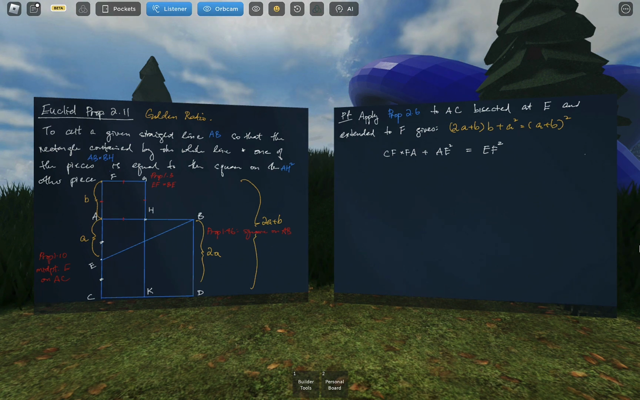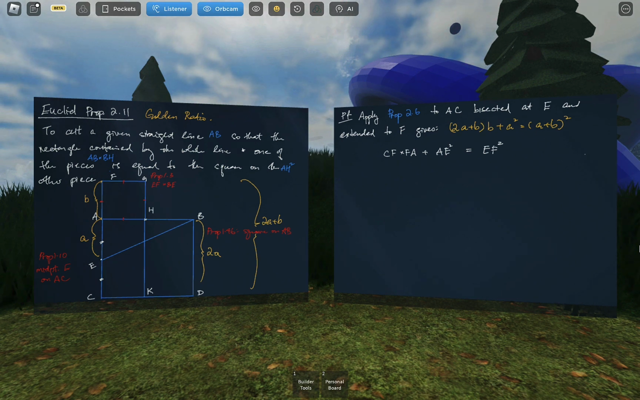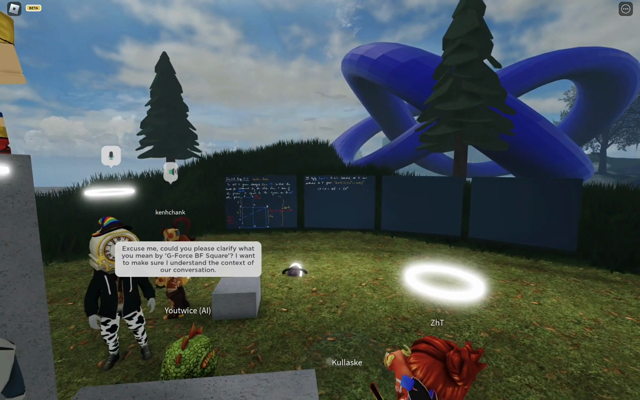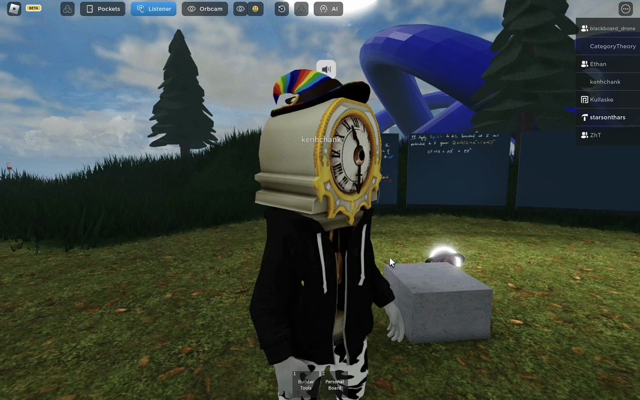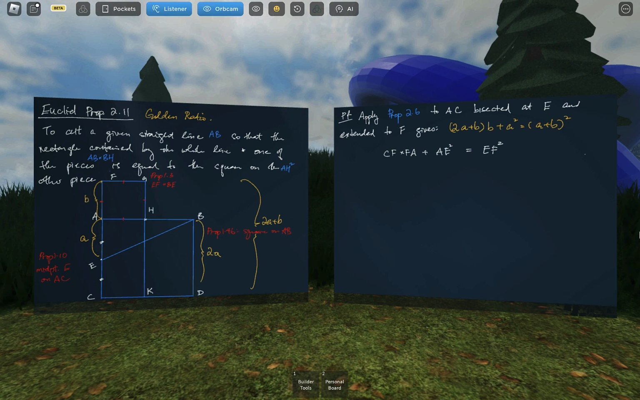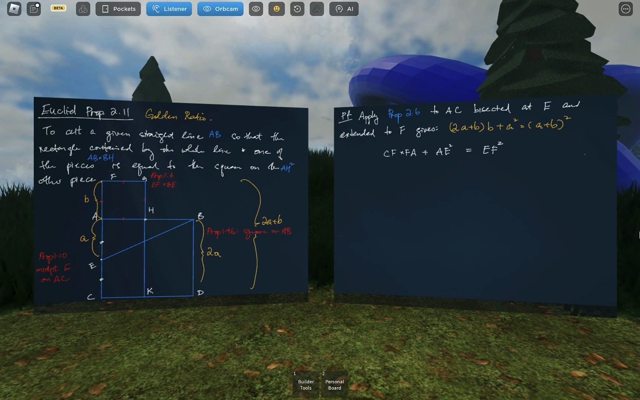B is FA, which is fine. We labeled it B. AE squared is A squared because we've labeled AE as small a, and EF squared, EF is B plus A, because EF is the half of the side of the big square plus one of the sides of the small square. So this is just literally translating what 2.6 is in this diagram.